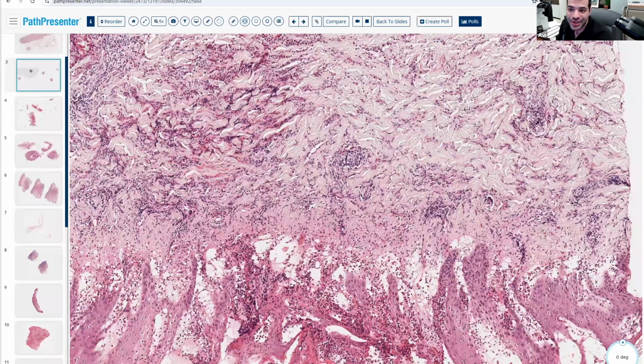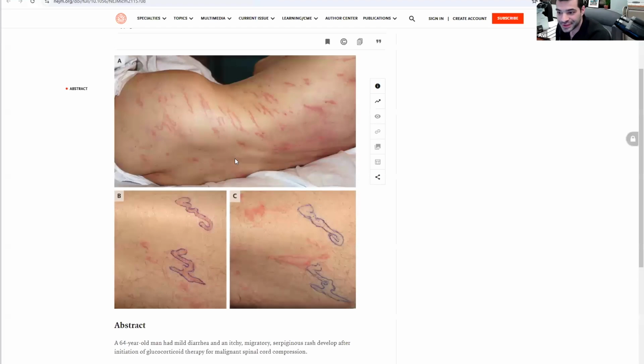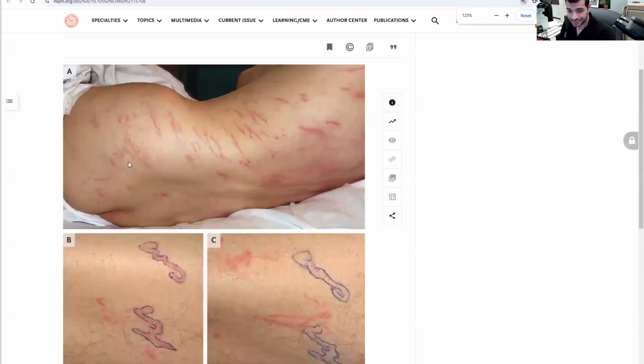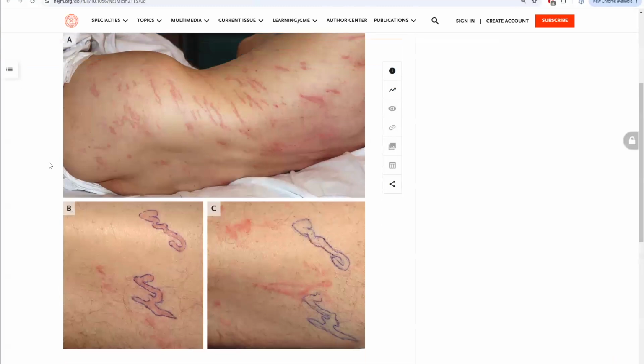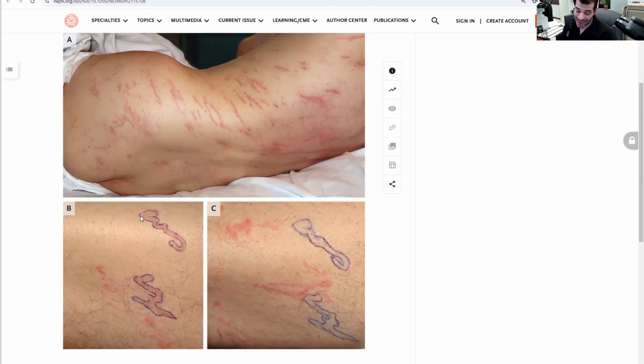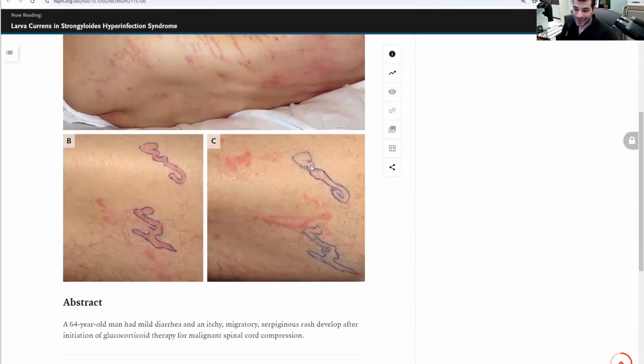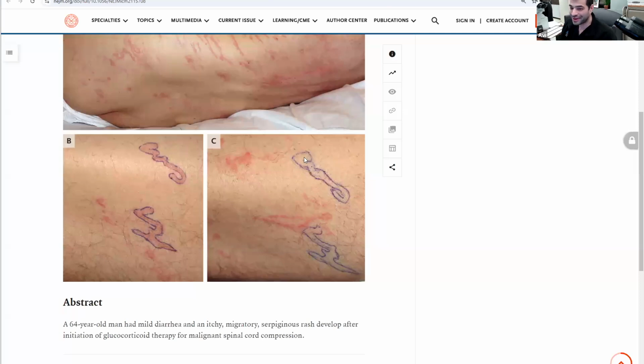So I want to show you something. You all see this? Yes. Okay. So you're going to differentiate larva migrans versus larva currens. This is what you do. You take the area, you take a little pen or pencil, a pen really, and you draw around it, mark it. And then look what happened. They came back a few hours later. See that? So this would probably be larva currens.